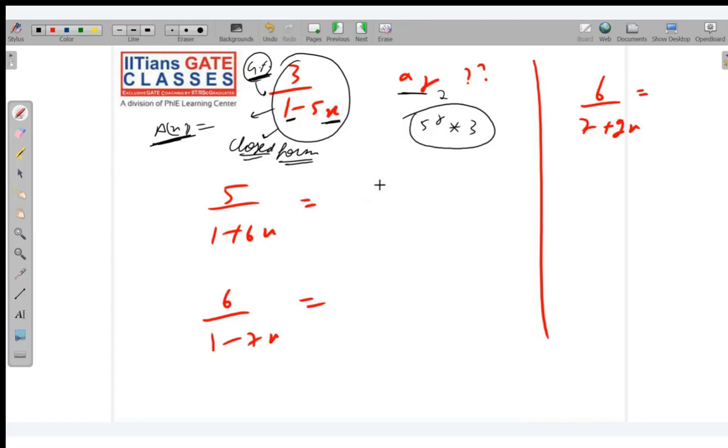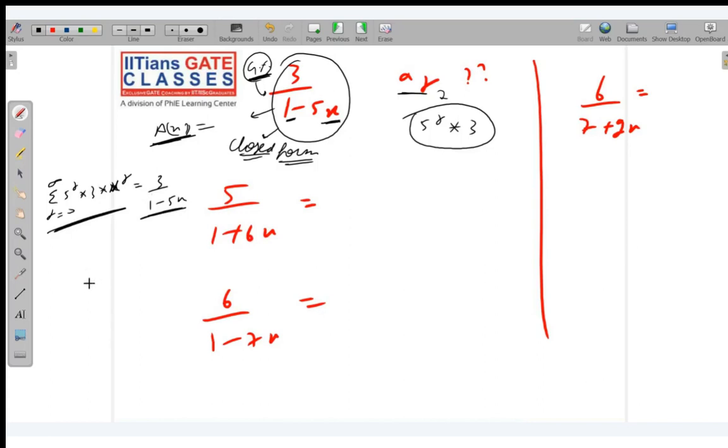And if we want the open form, I will write like this. Sigma r equals 0 to infinity 5 power r into 3 into x power r. Please try to focus here. This entire summation value is 3 upon 1 minus 5x. That is what the generating function is saying.